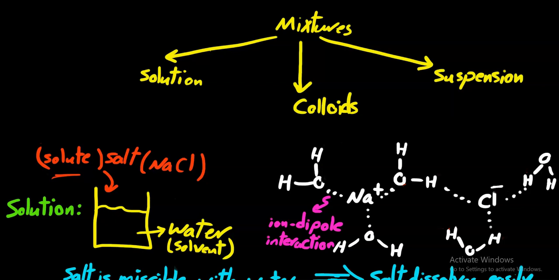Hello friends, this is Saman here and we're gonna talk a bit about mixtures. Mixtures can be classified into three main classes: solutions, suspensions and colloids, based on their physical-chemical properties, and mainly based on their particle size.